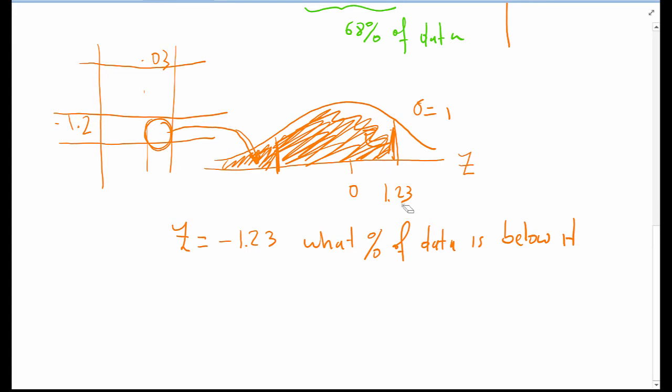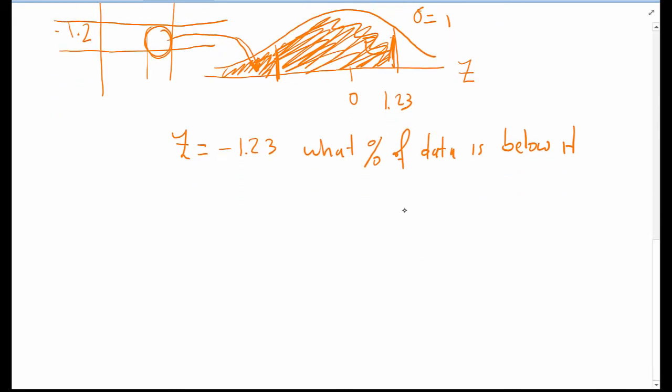So let's practice this a little bit, because really the rest of this course depends on being able to read these tables. So let's try to do this video thinking on how to read this table. Let's do an example.